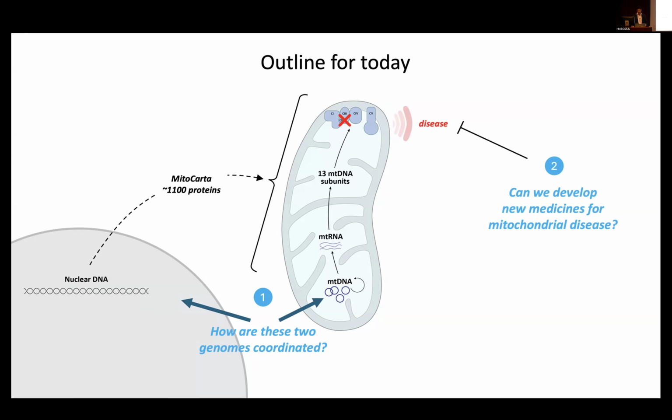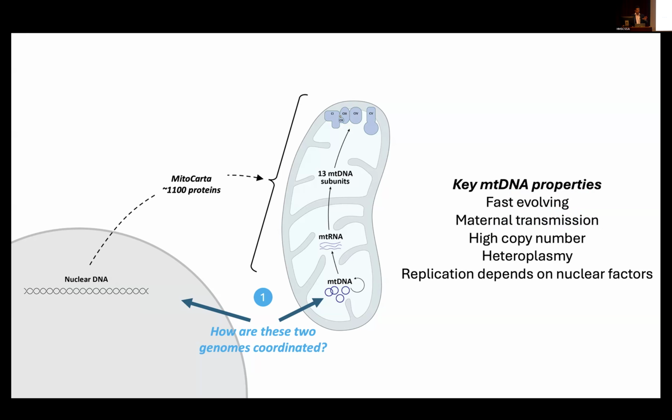Okay, so how do these two genomes get coordinated? And this is no mean task because in contrast to the nuclear genome, the mtDNA is fast evolving. It's about 100 times more rapidly evolving. It's maternally transmitted, in contrast to the nuclear genome, which is diploid. This is a high copy number genome.